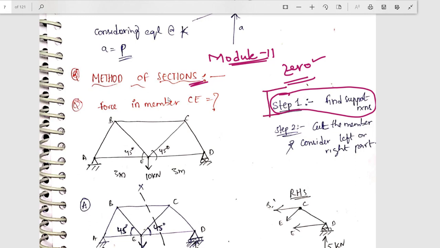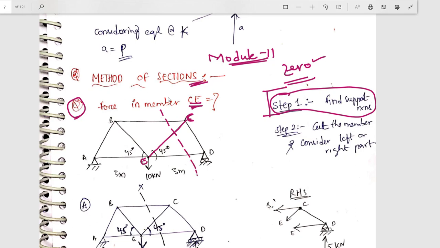Fine. So after finding the support reactions, you have to cut through the member in which you want to find the force. For example, if you are solving this question, force in the member CE, he is asking us to find what is the force in the member CE. Where is our CE member? This is our CE member, right? So how to get the force? Find the support reactions and then cut the member.